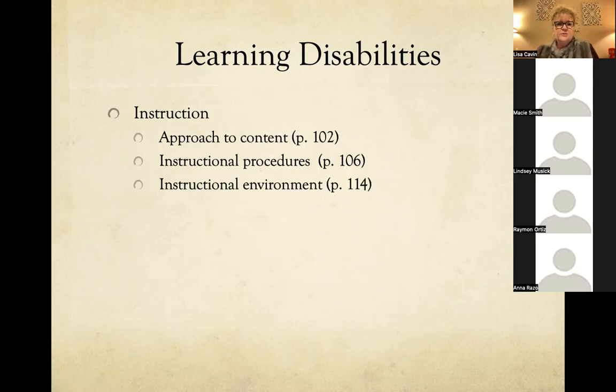So how do we teach kids who have learning disabilities? Well, your textbook talks about different approaches to content. You can find those on page 102. There are some instructional procedures discussed on page 106. And how we can change the instructional environment is discussed on page 114. If you look in your book on 102, where we talk about approaches to content, there are a lot of different kinds of approaches to content for students with learning disabilities.